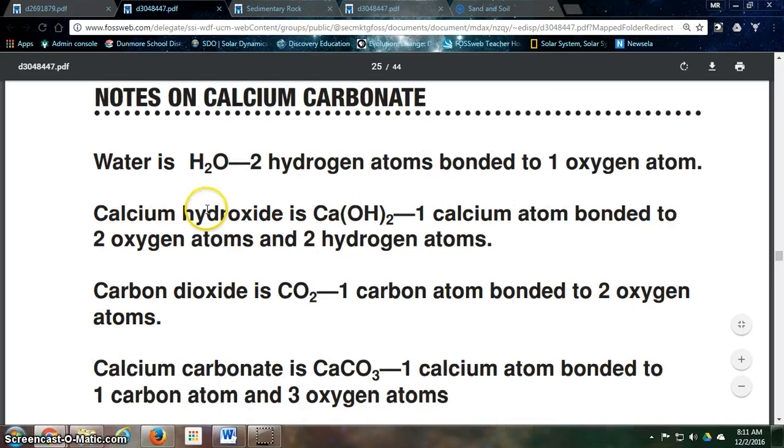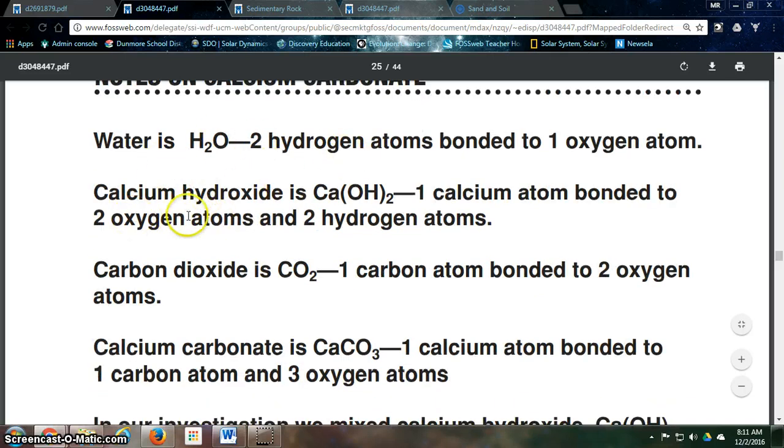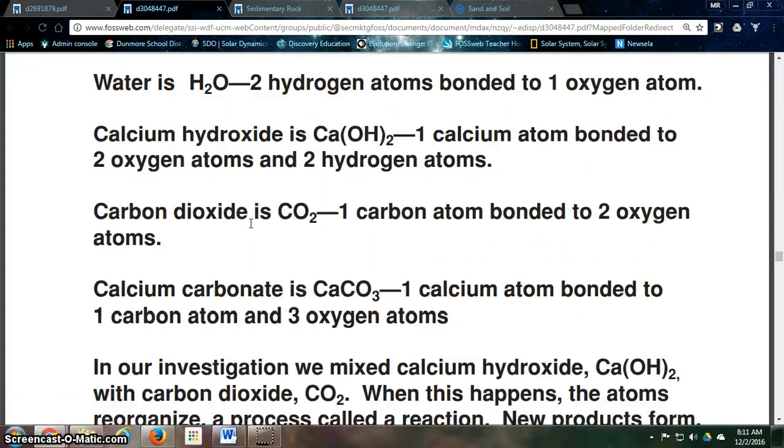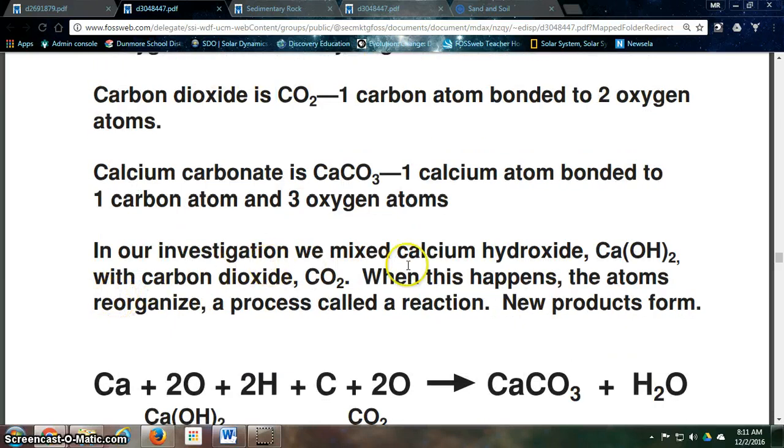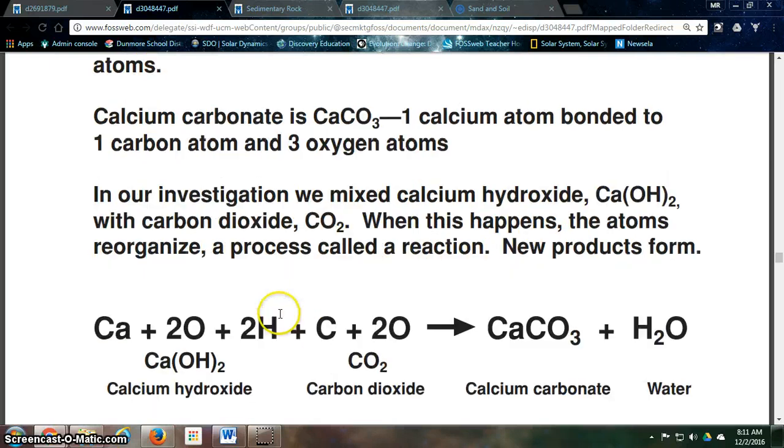As we were going through that lab, we had the water, and it gave us the little chemical breakdown of the different substances we were working with for the lab. So the calcium hydroxide, carbon dioxide, calcium carbonate. Okay, we mixed them together. We added some breath to it by blowing bubbles into it, some CO2. We get a chemical reaction that takes place.